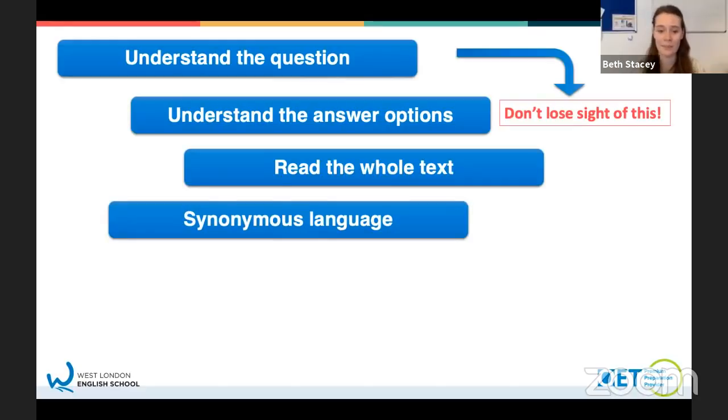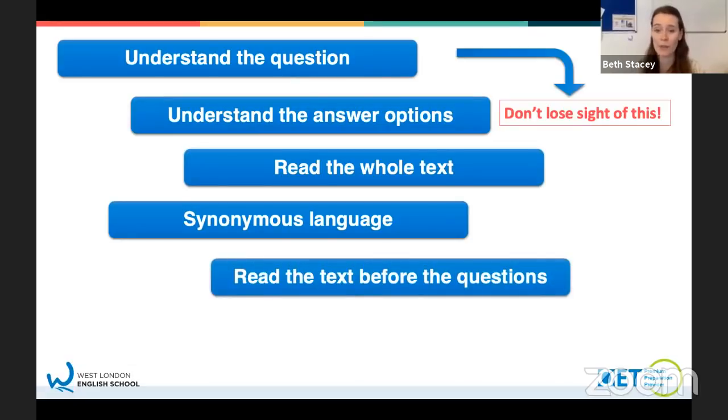Synonymous language. Try and work on your level of vocabulary, on your range of language. This will not only help you with reading, but it will massively help you with writing. Synonyms are really important in writing for OET and as well with the listening and with the speaking. Like, synonyms are so essential for OET.